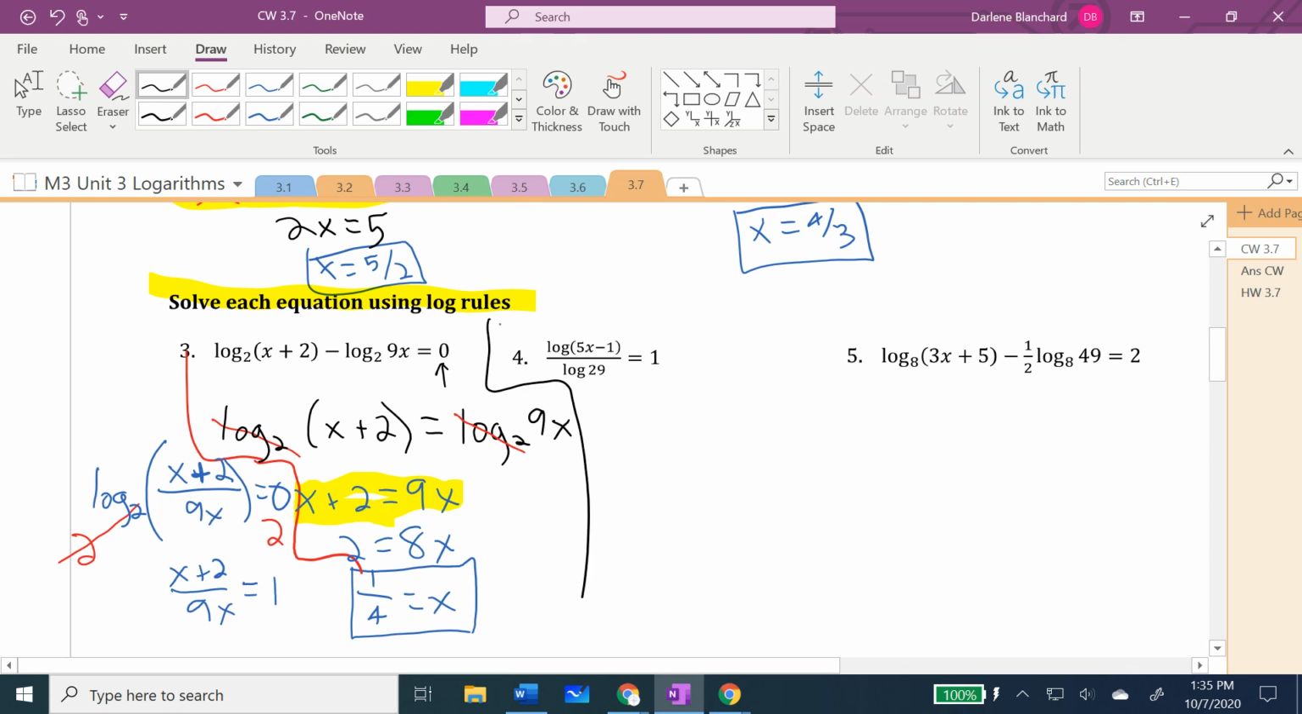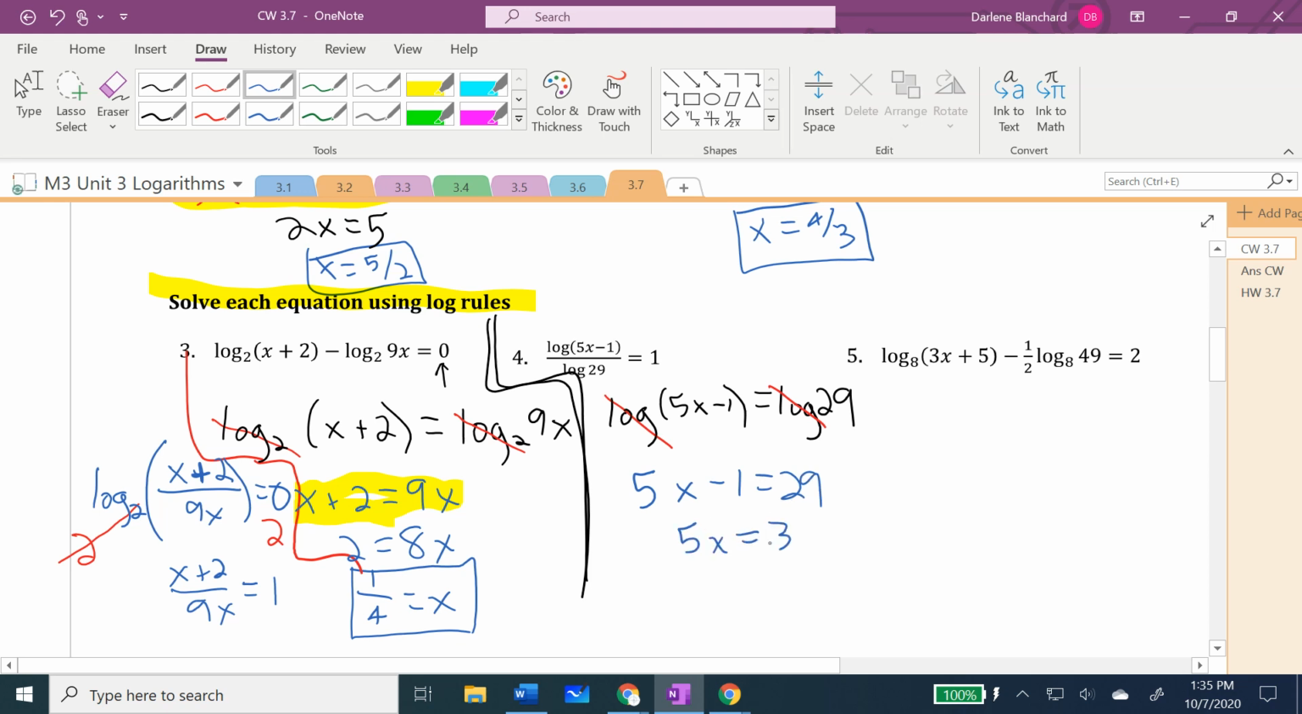All right, then number 4. You want to multiply log 29 to the other side. And then those are both base 10 logarithms. They undo each other. You have 5x minus 1 is equal to 29. And we wind up getting x equals 6. You are supposed to check your answers, though, that they make positive numbers go in logarithms. So far, we're good.